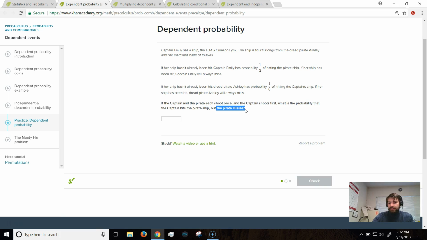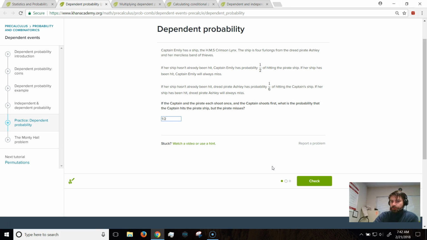And then it says, but the pirate misses. Well, if Emily hits, the pirate will miss. It's guaranteed. So that simplifies things too. We don't actually have to worry about the probability of the pirate missing because it makes it 100%. Ashley will miss if Emily hits. So what's the probability of Emily hitting? It's 1/2. And that's going to be the answer. 1/2.